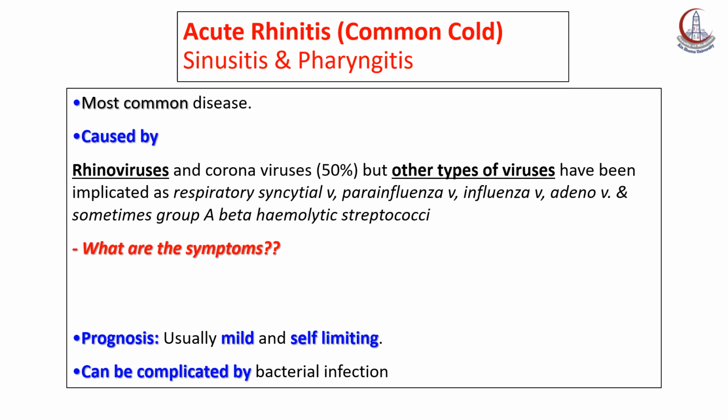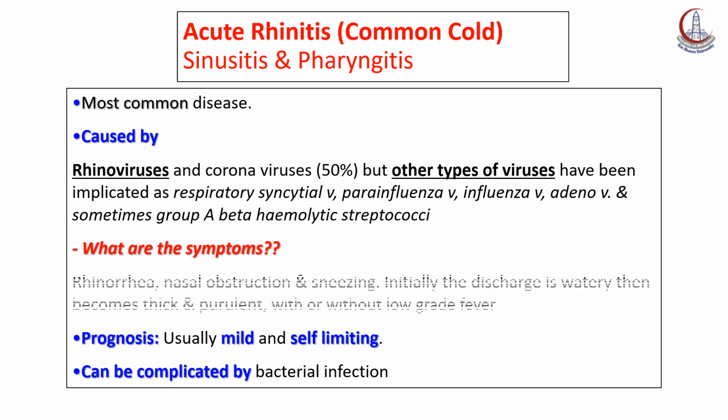This is a very common disease caused by different types of viruses. Rhinoviruses and coronaviruses cause about 50% of common cold, but other types of viruses have been implicated, such as respiratory syncytial virus, para-influenza virus, adenovirus, and sometimes group A beta hemolytic streptococci can cause acute rhinitis, sinusitis, or pharyngitis.